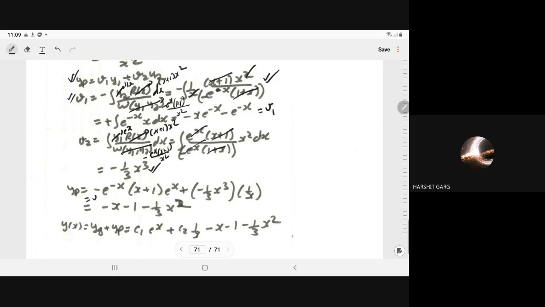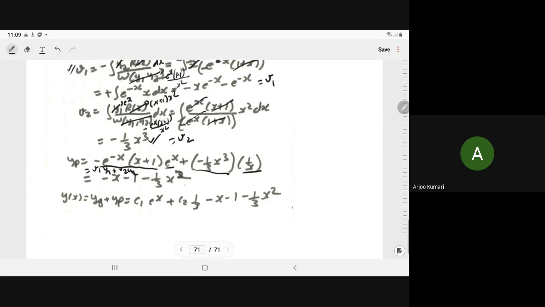So yp will come from v1 y1. yp is what? It is v1 y1 plus v2 y2. You have already computed the values of v1 and v2. So v1 is minus e to the power minus x into x plus 1, into y1, plus v2 into y2. So here we have yp, and the general solution for the complete equation is yg plus yp. So yg is c1 y1(x) plus c2 y2(x), plus yp. So that is the complete solution for the second order differential equation by the method of variation of parameters.